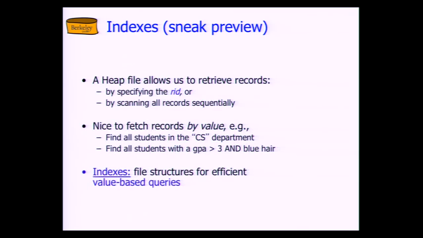So I'm going to hold that thought. But heap files will allow us to fetch individual rows by record ID. They'll also let us scan through all the rows in arbitrary order. But it's nice to be able to fetch records by value. Find all the students named Wu. Find all the students in CS. Find all the students whose GPA is greater than 3.0 and have blue hair. Indexes are going to be file organizations that will let us do these kinds of value-based queries.